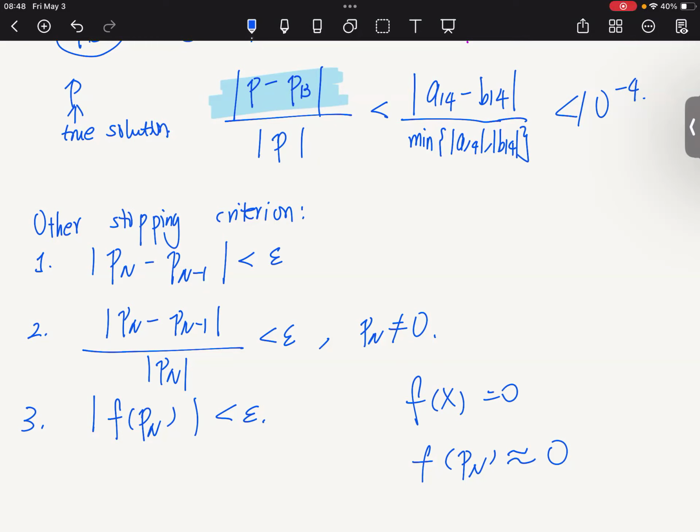But the problem with this one is that sometimes the f function is quite complicated, and it takes time to evaluate. The others are easy to compute on the computer. This one is the best stopping criterion, but it takes a lot of computational cost to evaluate. So people sometimes choose the other two, although this is the best criterion.